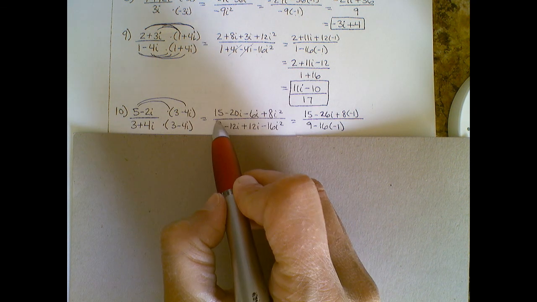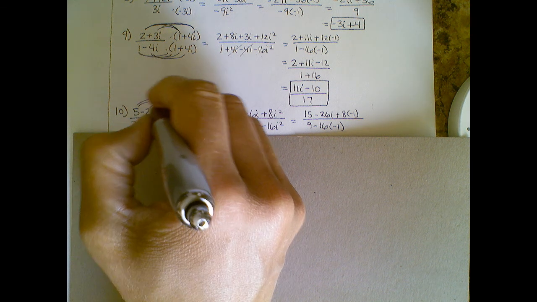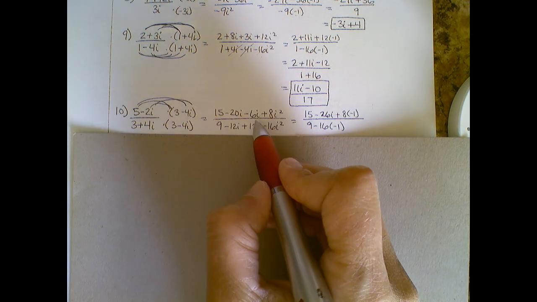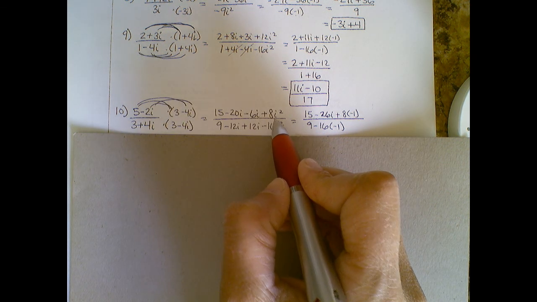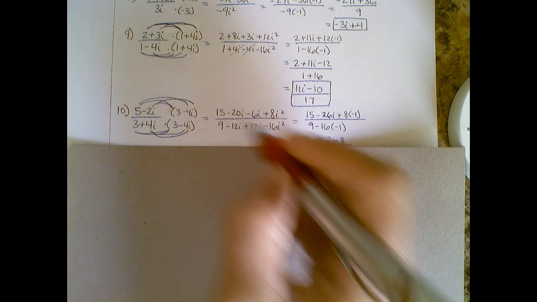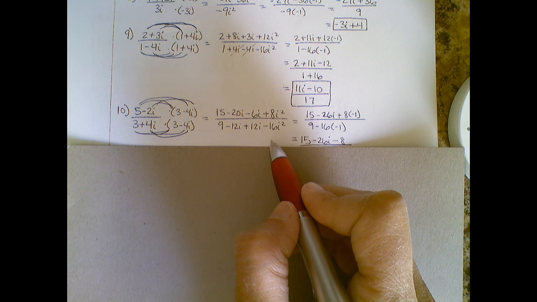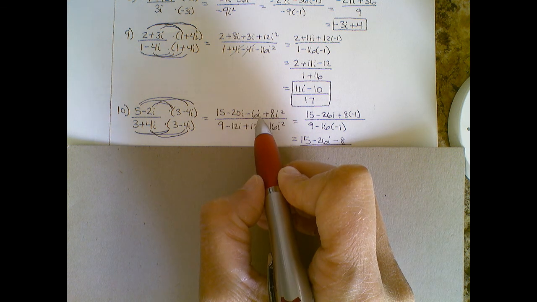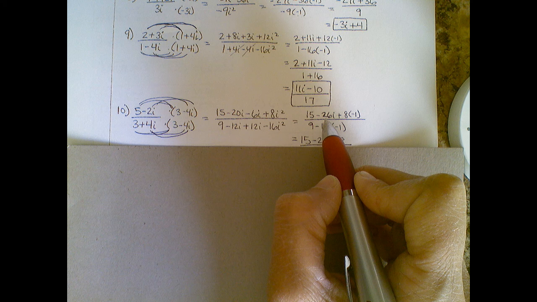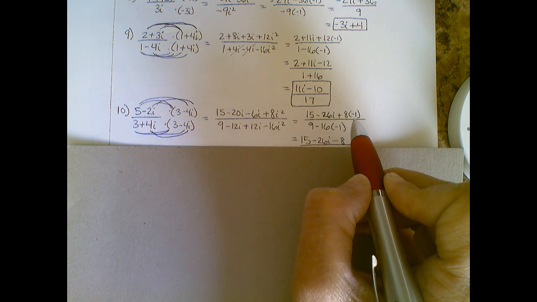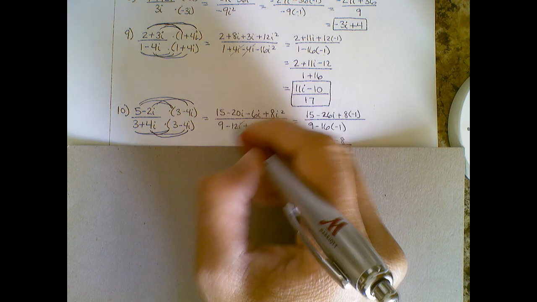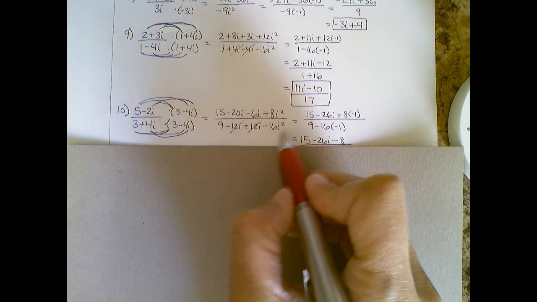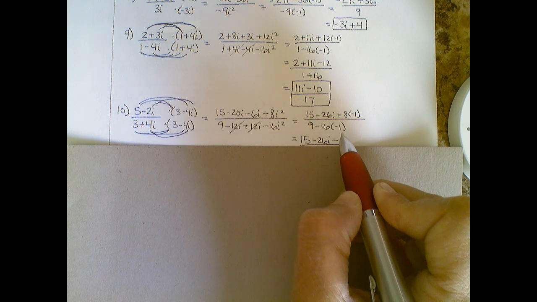So we get 15 minus 20i, distribute this negative 2i, we get negative 6i plus 8i squared. Distribute this 3, we get 9 minus 12i, distribute the 4i, we get 12i minus 16i squared. We combine our like terms, so negative 20 minus 6 is negative 26i, plug in negative 1 for our i squared. These two middle terms cancel out, and then plug in negative 1 for our i squared.